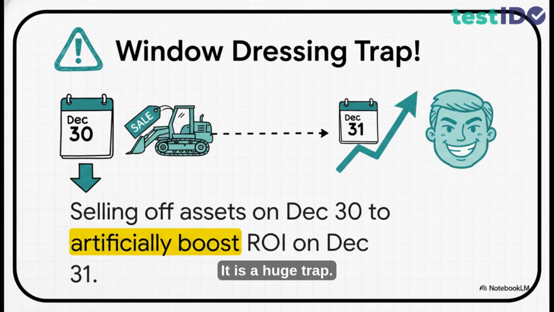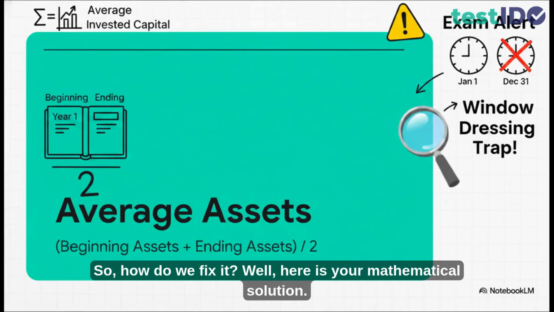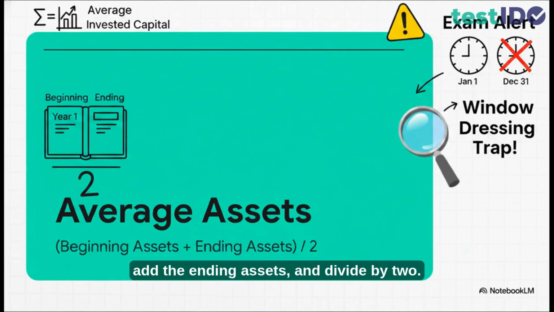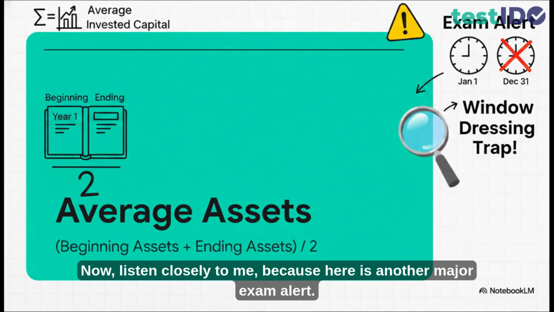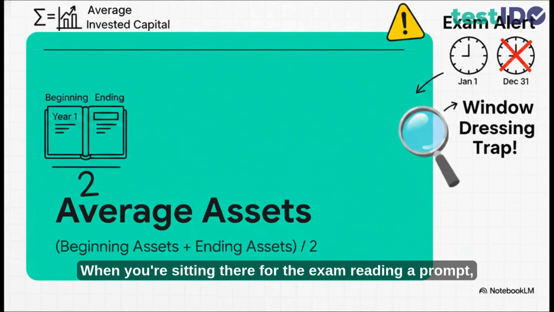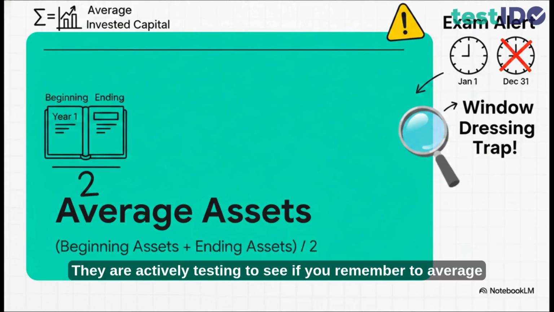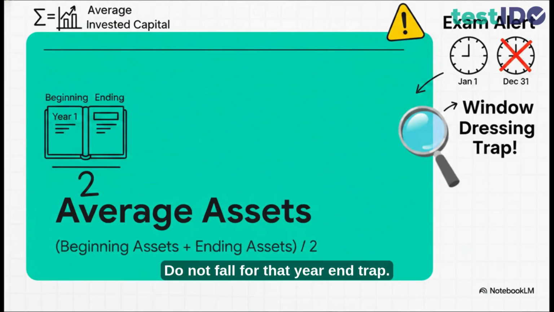It is a huge trap. So how do we fix it? Well, here is your mathematical solution: average invested capital. You simply take the beginning assets, add the ending assets, and divide by 2. Now listen closely to me, because here is another major exam alert. When you're sitting there for the exam reading a prompt, if they give you 2 years of balance sheet data, that is a giant flashing neon hint. They are actively testing to see if you remember to average those numbers together to prevent window dressing. Do not fall for that year-end trap.